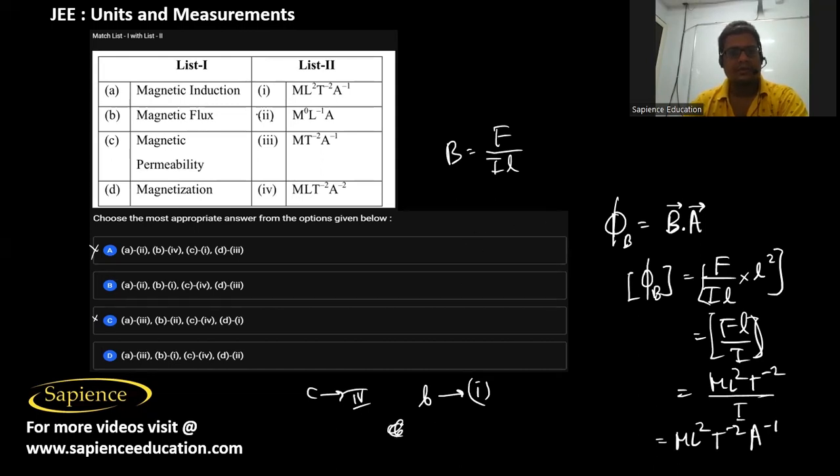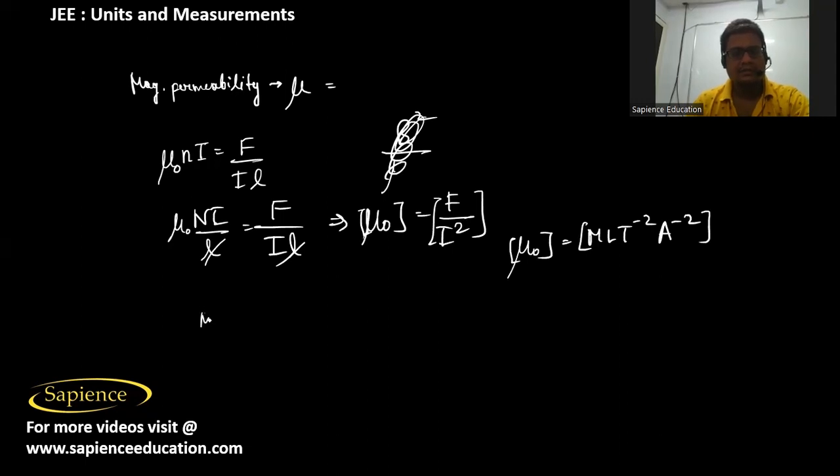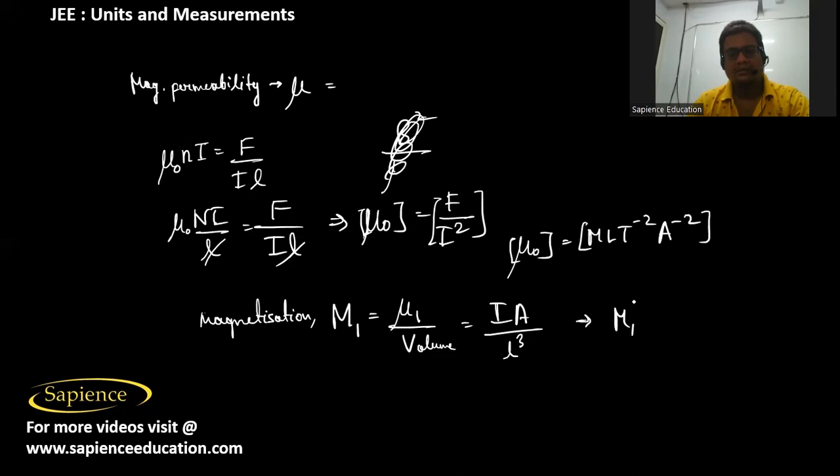So C will obviously match with 4. And D is magnetization. Magnetization, I can call it as M1. So that is the magnetic moment per unit volume. So magnetic moment is like NIA, I into A by volume, which is L cube. So therefore, the dimensional formula for magnetization will be equal to current into area. So current, so I L square by L cube. So that is equal to I by L, I L inverse.